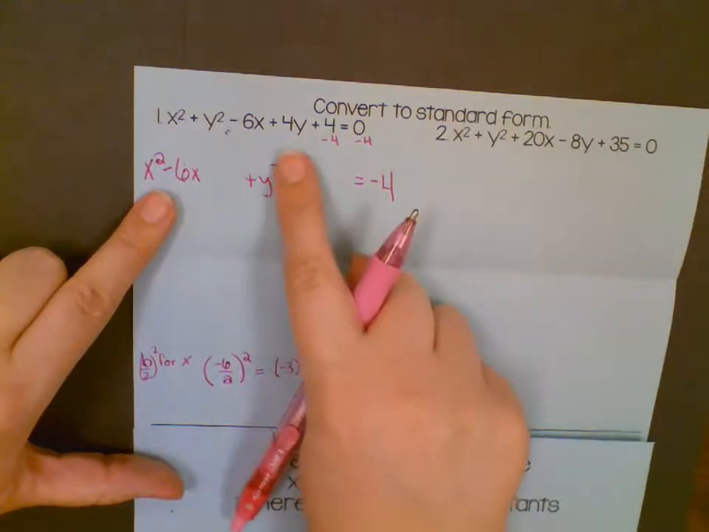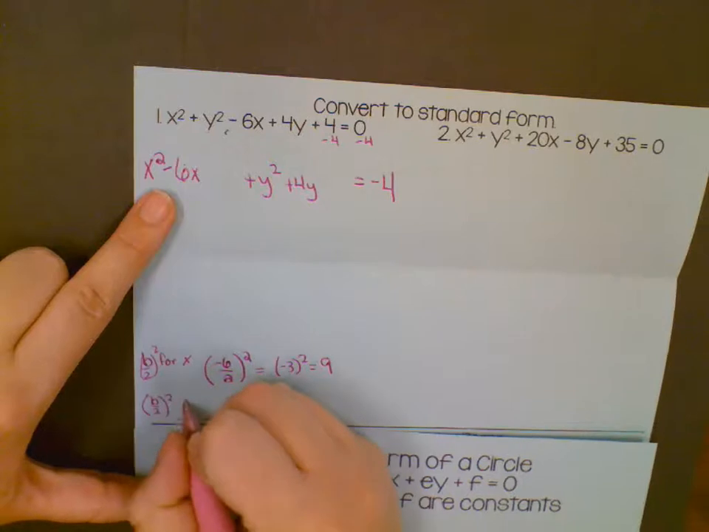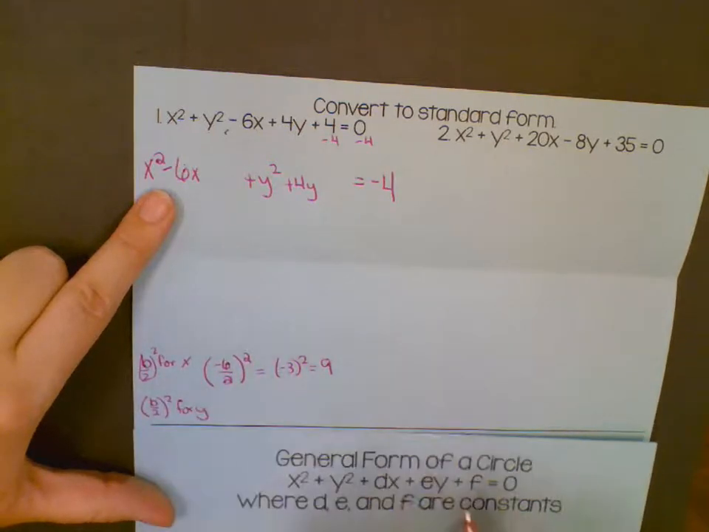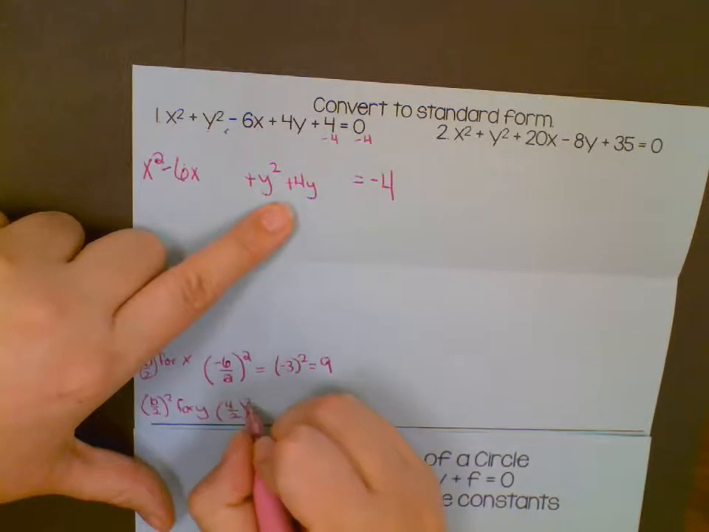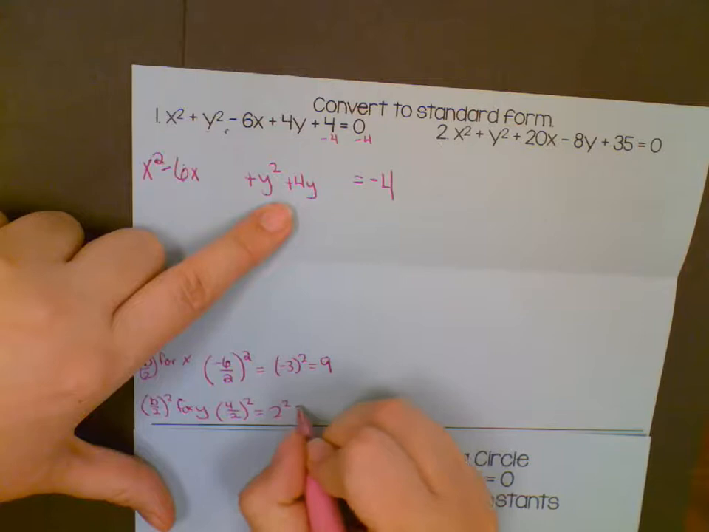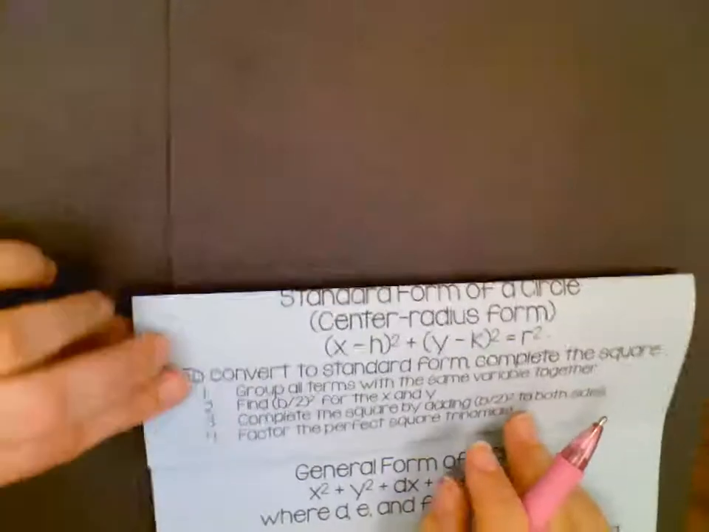Now we're going to do the same thing for the y's. So we need to find the b over 2 squared for y. So the b for y is 4. So 4 over 2 squared. So 2 squared equals 4. Okay, so that's just a formula you have to memorize.